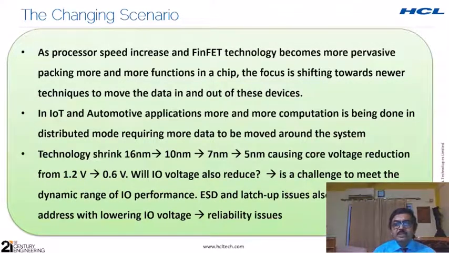With shrinking technology, starting say from 16 nanometer down to 5 nanometer today, core voltage is reduced from about 1.2 volt down to about 0.6 volt today. The question is, will the I/O voltage also reduce? As a challenge, it is harder to meet the dynamic I/O performance range, and the ESD and latch-up issues become harder to address with this lowering voltage, eventually leading to reliability issues.